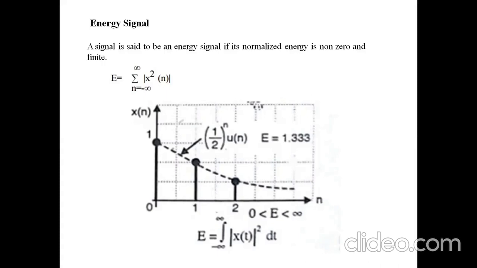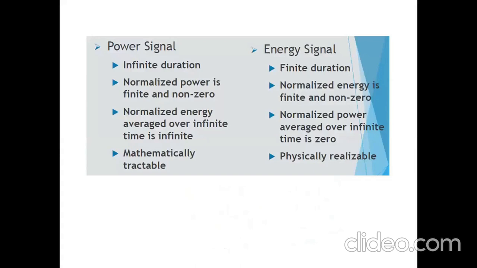Now, the power and energy signals are compared. Power signals are of infinite duration. Energy signals are of finite duration. For a power signal, the normalized power is finite and non-zero. For an energy signal, the normalized energy is finite and non-zero.